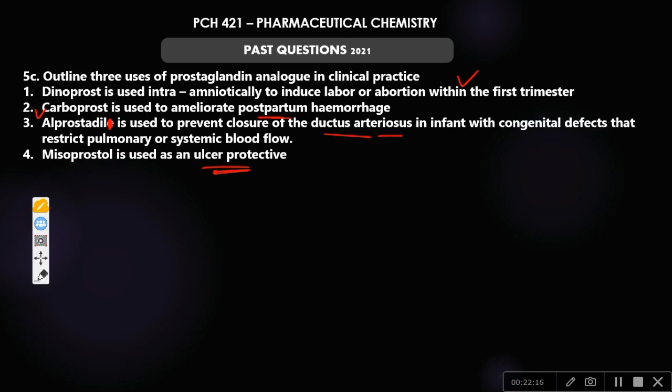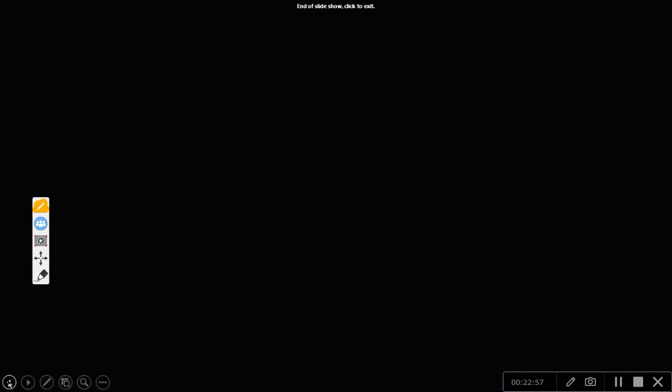So we have dinoprostone. What did I say dinoprostone is used for? It's used intraamniotically, that is through the amniotic fluid, to induce labor or abortion within the first trimester. Carboprost is used to treat postpartum hemorrhage. Alprostadil is used to prevent closure, or to maintain the patency, of the ductus arteriosus. If you are preventing the closure, that means you are maintaining it because it ought to be open. Then misoprostol is used as an ulcer protective. All these are uses of prostaglandin analogs. I think that is all for this particular one.